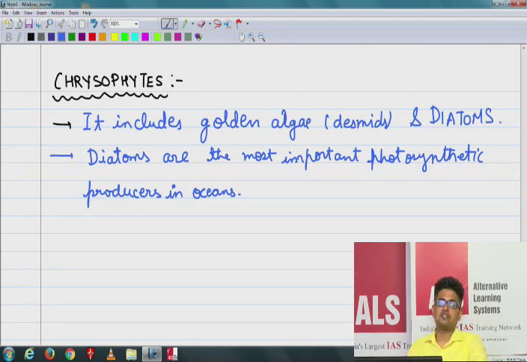I'll tell you the statistics. About 55% of all photosynthesis in the world is done in oceans. 55%. And out of the 55%, 90% of photosynthesis is done by diatoms. 90% of 55% comes to around 45% or 46%. Okay. So that is why they are the most important photosynthetic producers in oceans.